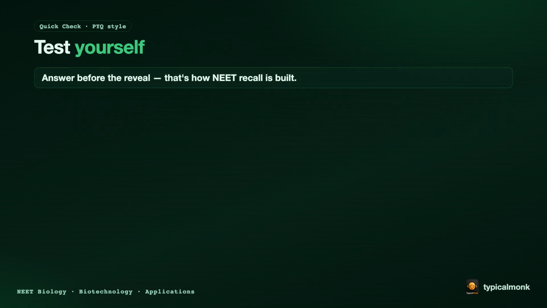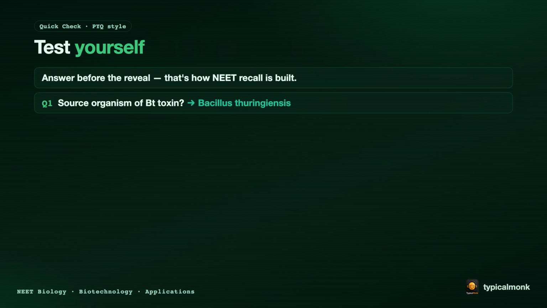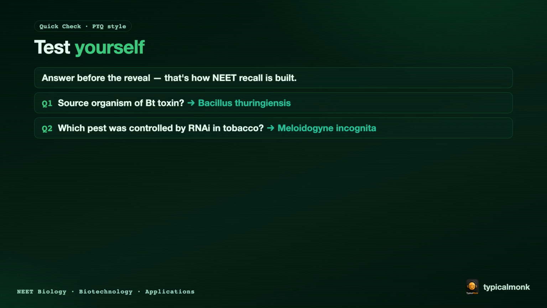Now test yourself. Answer each one before it is revealed. Answer first. That is how you build strong NEET recall. Question 1. The source organism of Bt toxin. Answer: Bacillus thuringiensis. Question 2. Which pest was controlled by RNAi in tobacco? Meloidogyne incognita.